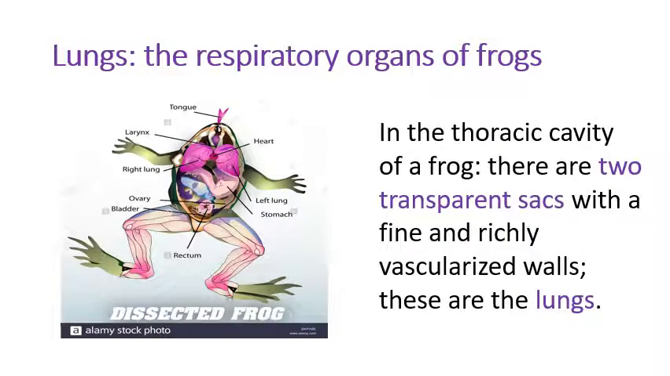Let's start talking about the respiratory organs of frogs, which are the lungs. Please, dear students, observe the picture of this dissected frog. You will notice that in its thoracic cavity there are two transparent sacs with fine and richly vascularized walls. These are the lungs. So the frog has a right lung and a left lung.